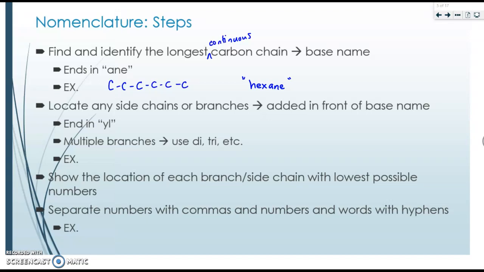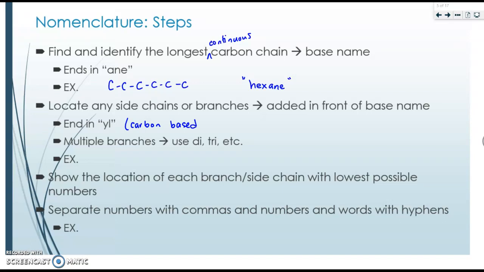Next, we're going to locate side chains, or branches. They get placed in front of the base name and they end in YL. So they're going to end in YL if they are carbon-based.